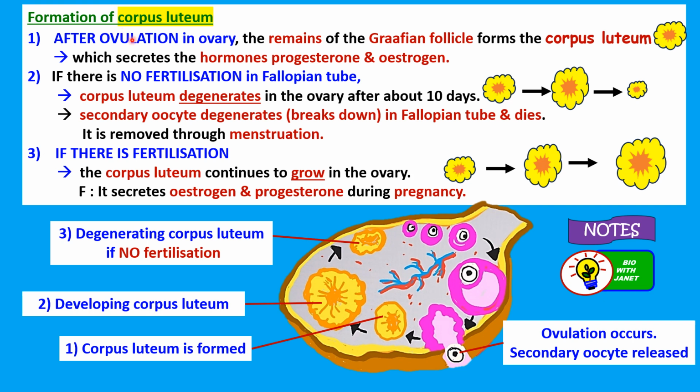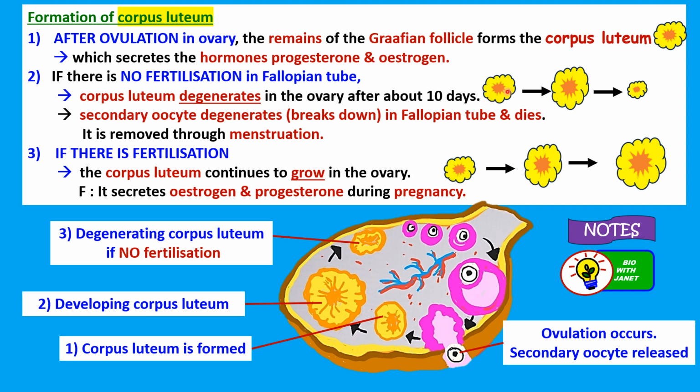Think of a bunga raya flower, right, with the center part here in orange. Now, this corpus luteum is actually very important because it secretes the hormones progesterone and estrogen that help to regulate the menstrual cycle. We will study that in another video. So corpus luteum is formed, right? Now, there are two things that can happen to the corpus luteum. If there is no fertilization in the fallopian tube, the corpus luteum will degenerate or break down in the ovary after about 10 days.